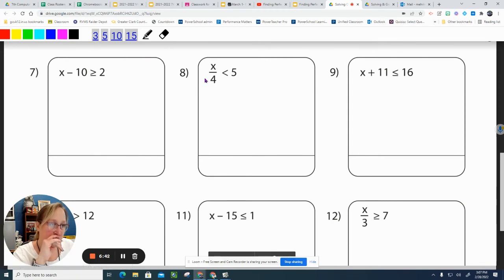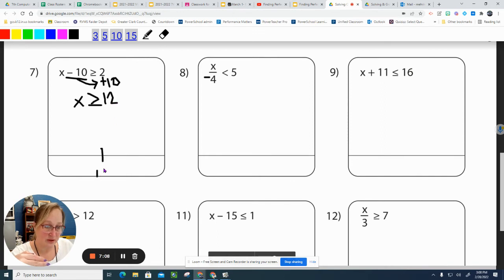But let's go ahead and make this a negative, so that we have it for later. And we'll solve this one. X minus 10, so the opposite, moves it to the other side. You're left with x, and I do not need to do anything because I'm not multiplying or dividing by a negative. So x is greater than or equal to 12.